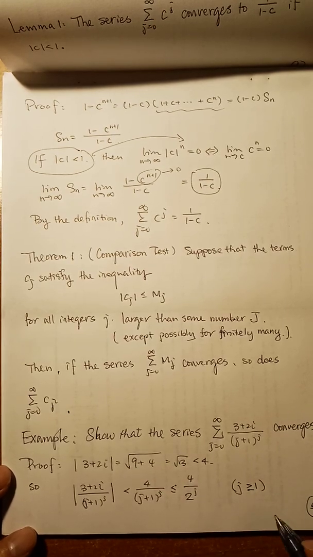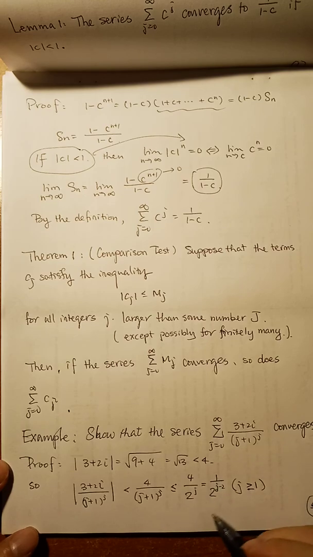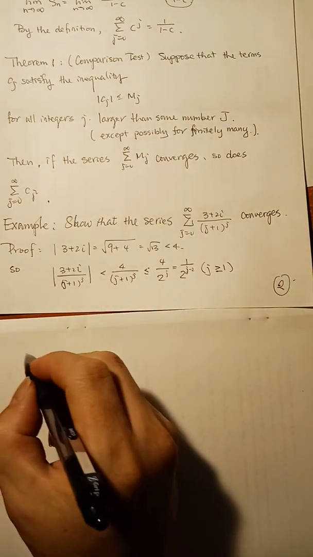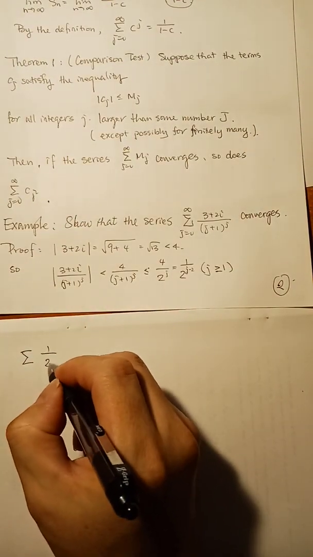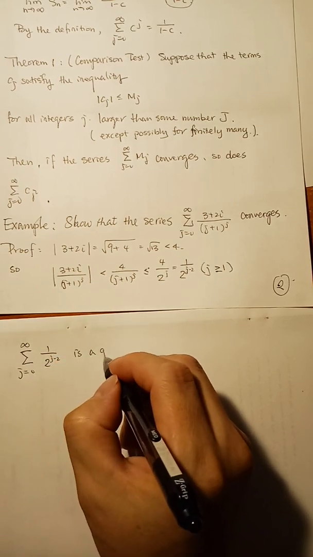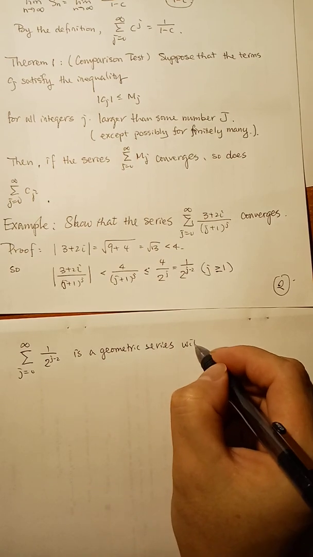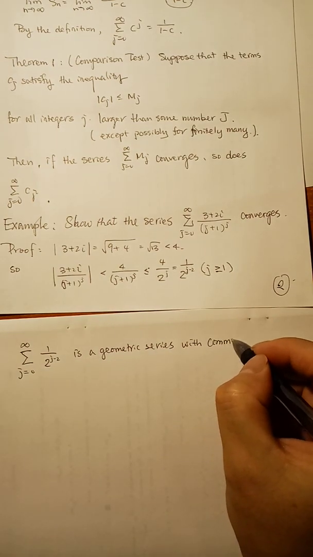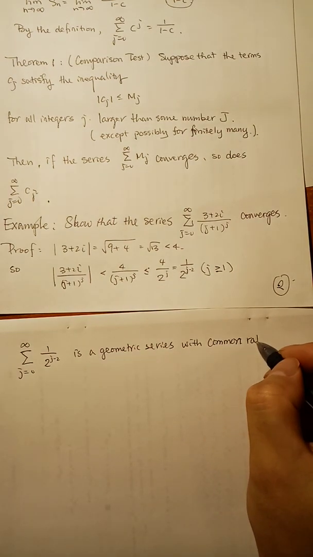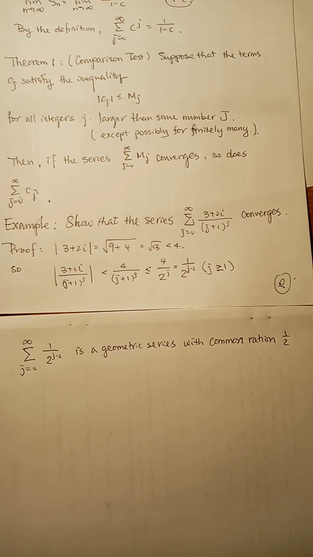4 over 2 to the j. If you want, you can write it as 1 over 2 to the j minus 2. Okay? And this one is still a geometric series. It is still a geometric series. We know that this is a geometric series with common ratio 1 over 2. 1 over 2 is less than 1, right? We know that 1 over 2 is less than 1.